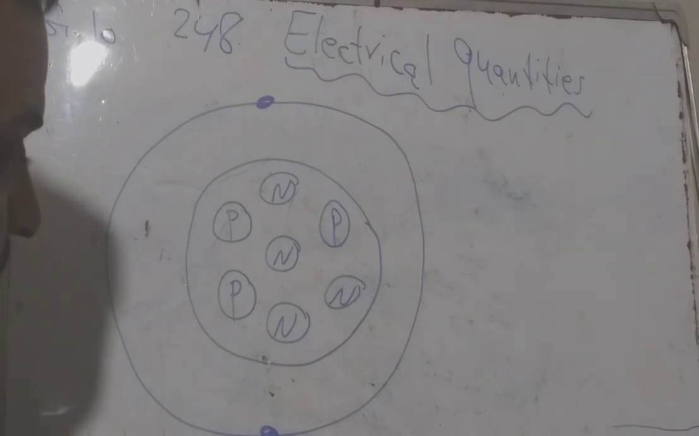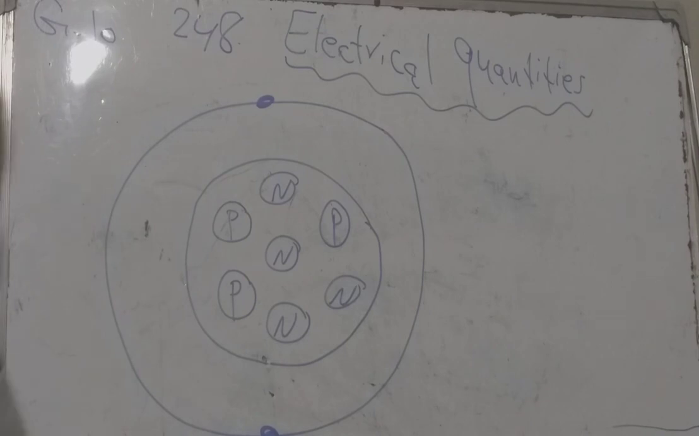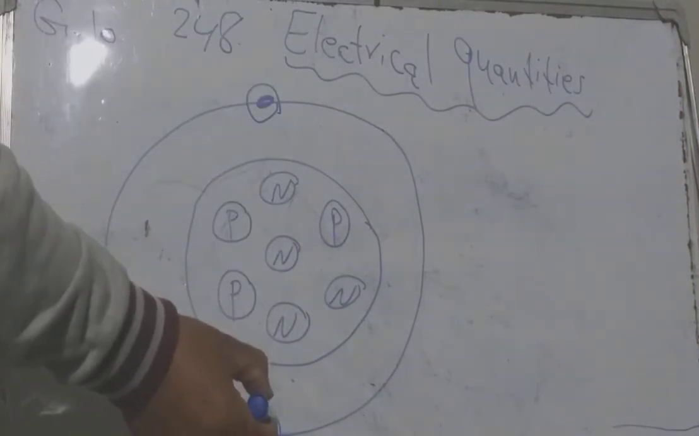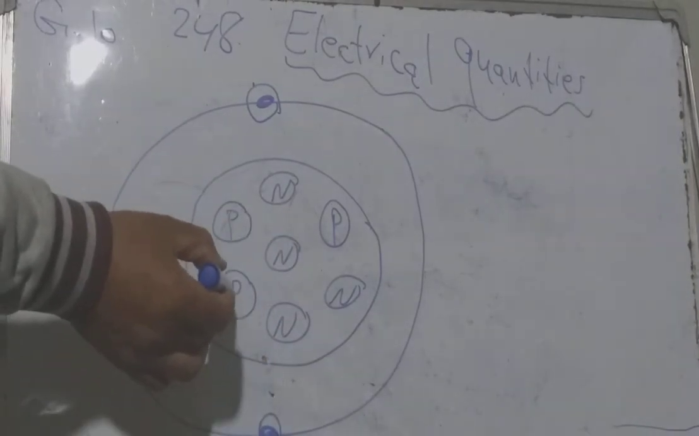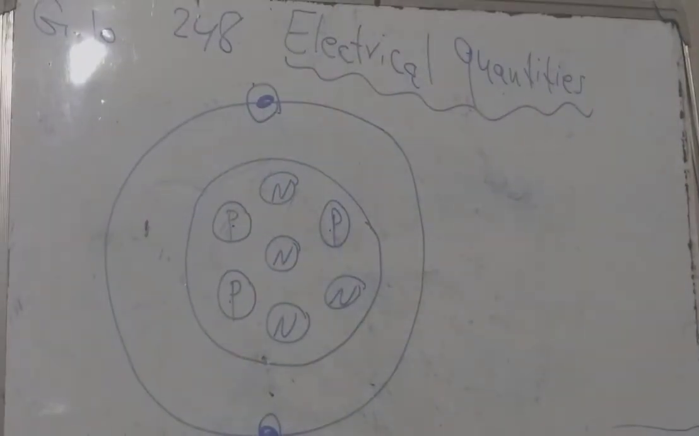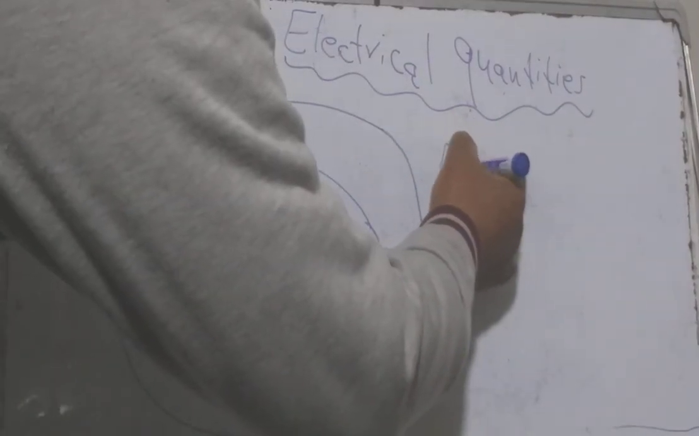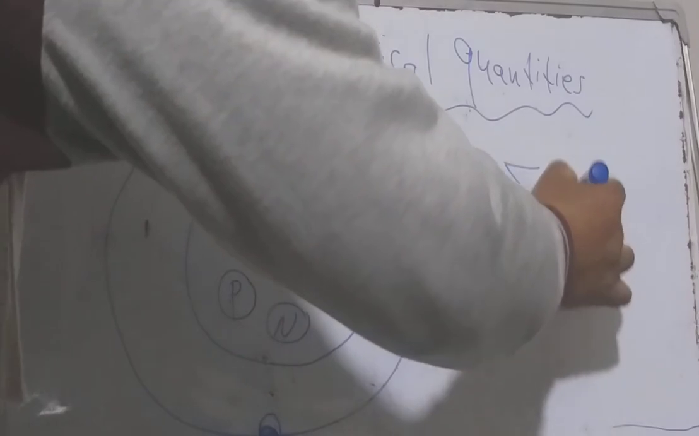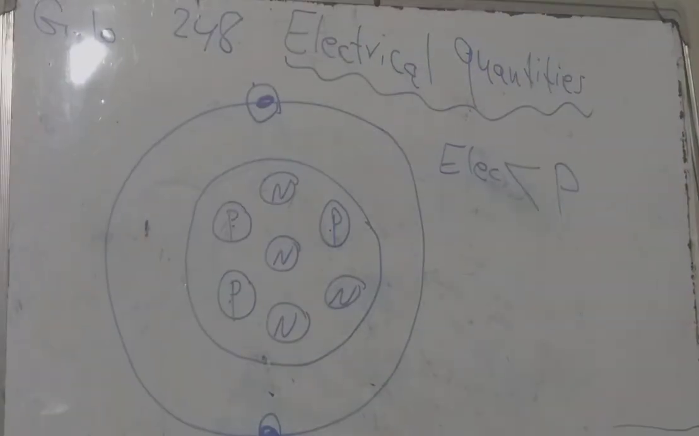This is positive charge. So if the electrons are fewer than the protons, here we have 2 electrons, and how many protons here? 1, 2, 3. So it will be positive charge. If the number of electrons is less than the number of protons, it will be positively charged.